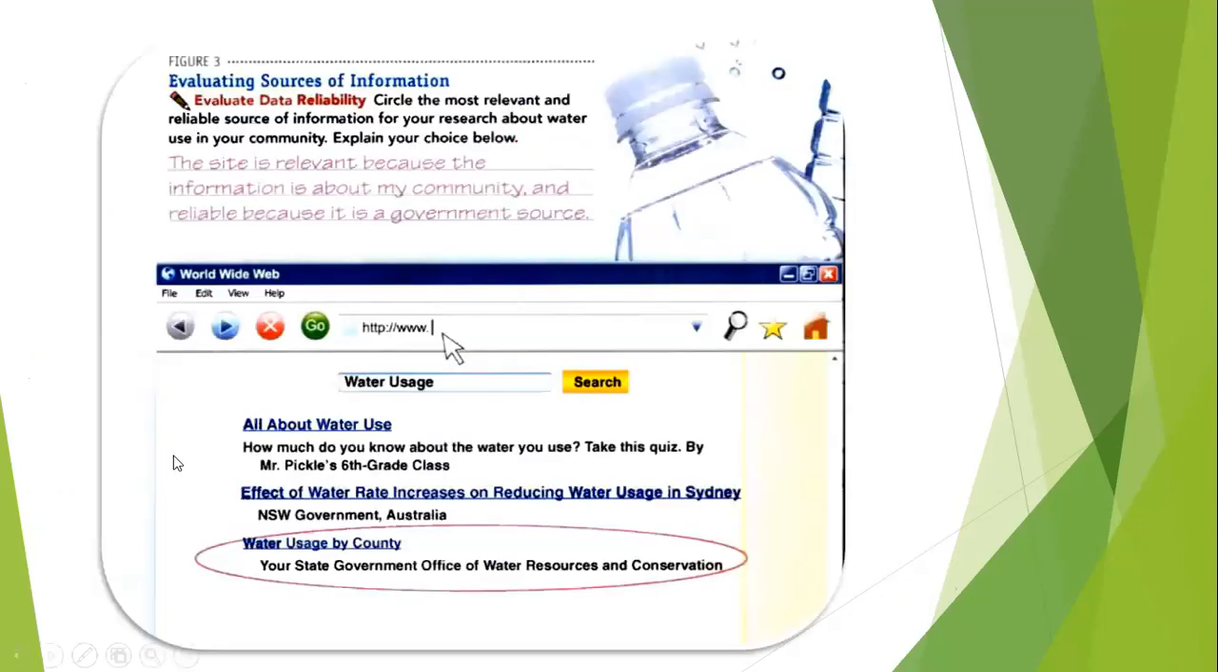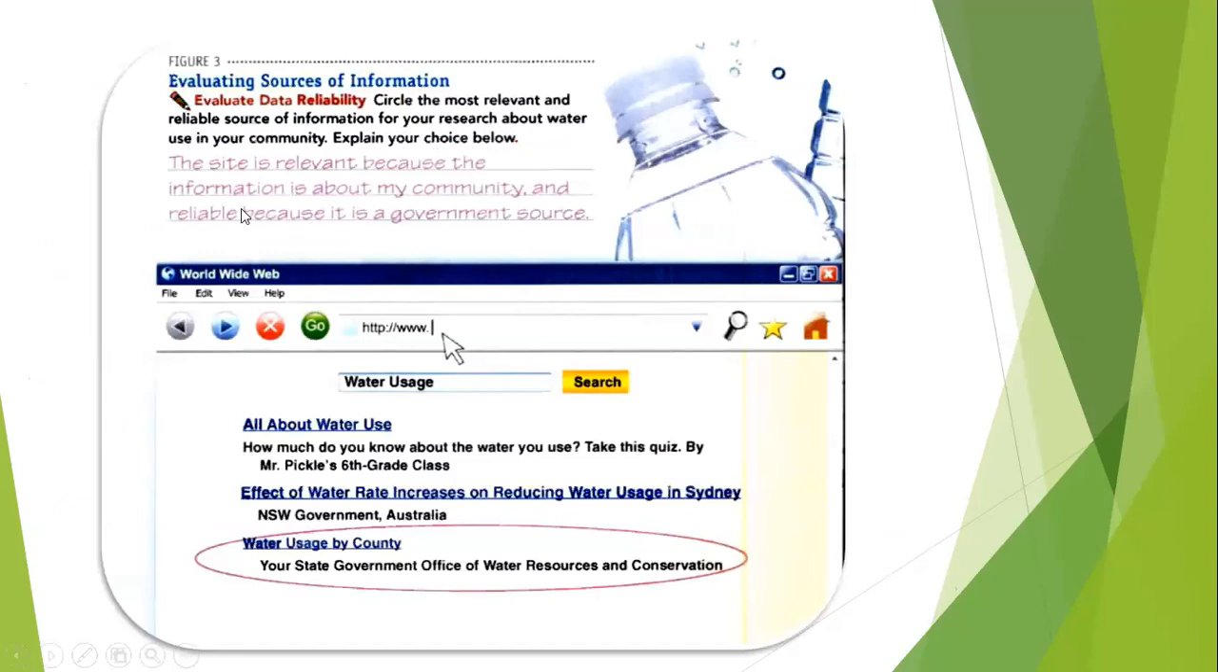Here is an example for the relevant and reliable one. Here, evaluate the options and circle the most relevant and reliable source of information for our research about water used in your community. Explain your choice below.